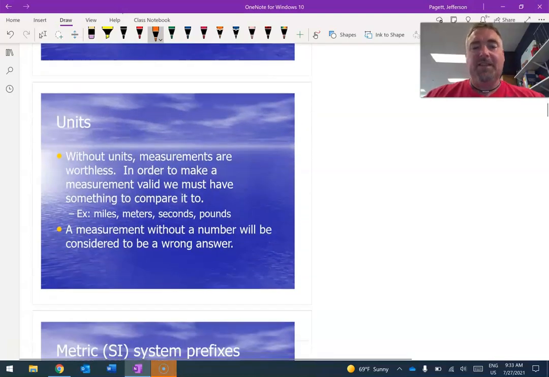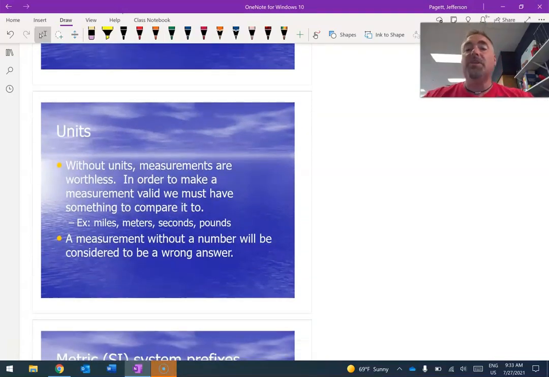Now again, key thing, we talked about this, we preach this in Regents. Units. Units are crazy important. The reason for that is that without units, measurements are worthless. In order to make a measurement valid, we have to have something to compare it to, from miles, meters, seconds, pounds, okay?